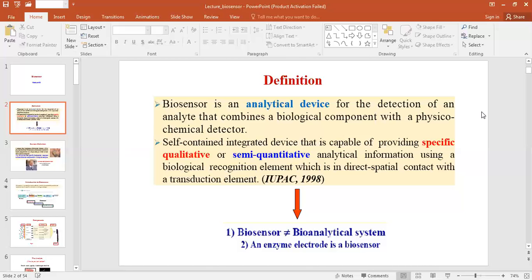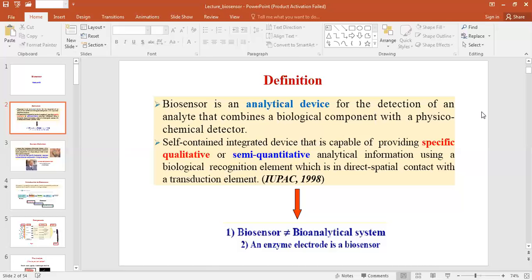So these are self-contained integrated devices that are capable of providing specific qualitative or semi-quantitative analytical information using a biological recognition element, which is in direct spatial contact with the transduction element. And this is the definition proposed by IUPAC in 1998.